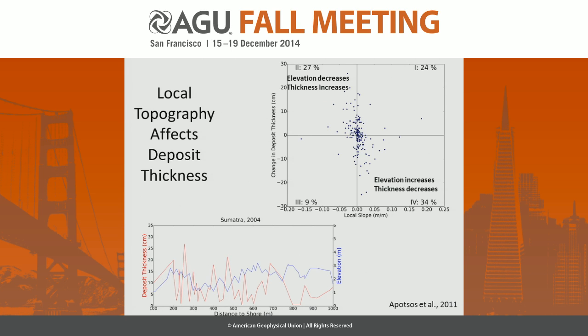And when we looked for this relationship in our entire data set, we did see it when you have a positive slope. So when elevation is increasing as you move landward on a transect, deposit thickness is slightly more likely to decrease. And as elevation decreases when you move landward on a transect, deposit thickness is much more likely to increase.